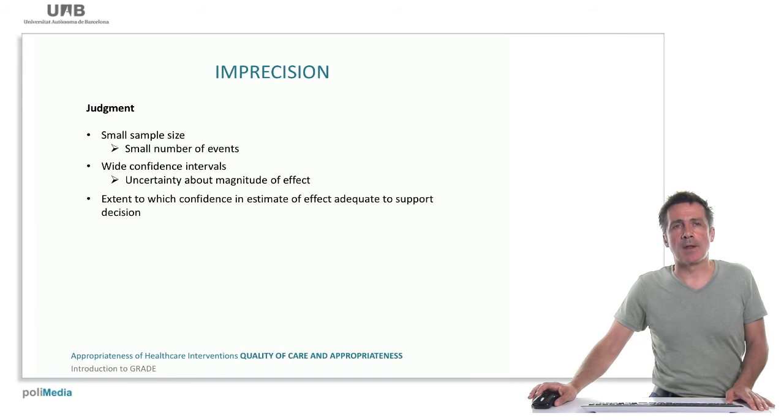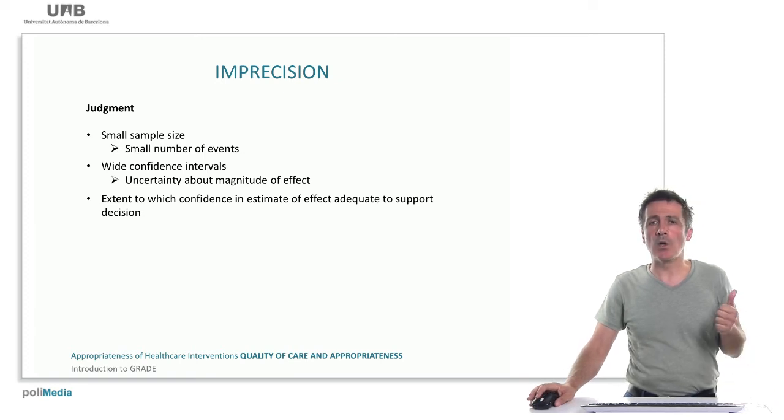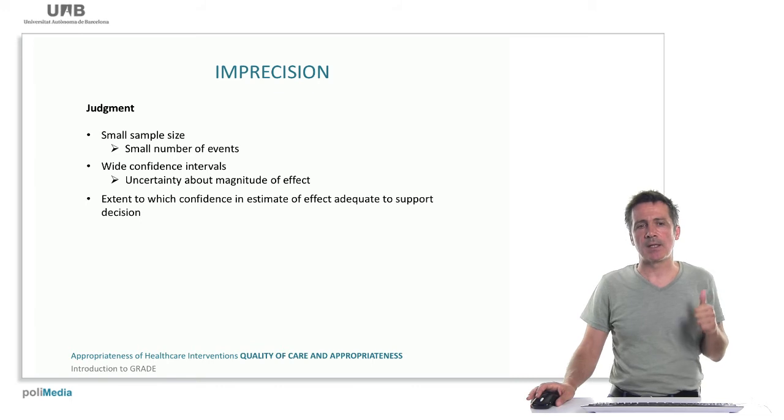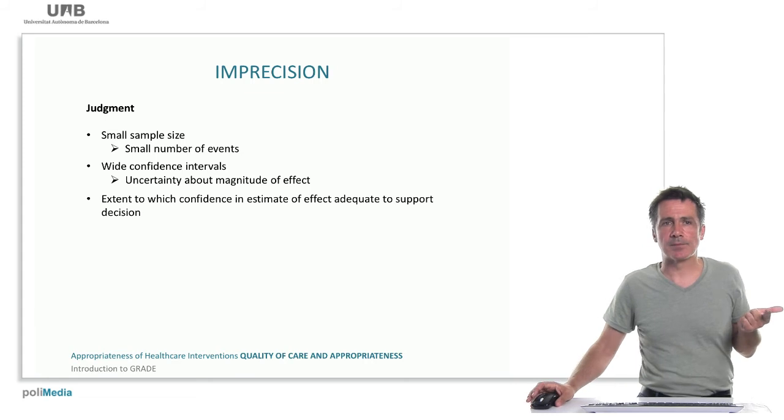Imprecision. The less precise our results are, the less confidence we will have on the effects. What do we look at? Well, we look first at the number of events. The lower the number of events, the less precise typically the results are. We have also to look at the confidence interval. The wider, well, the less precise.